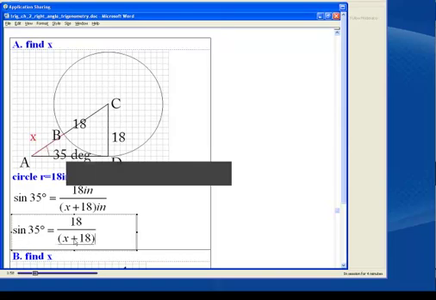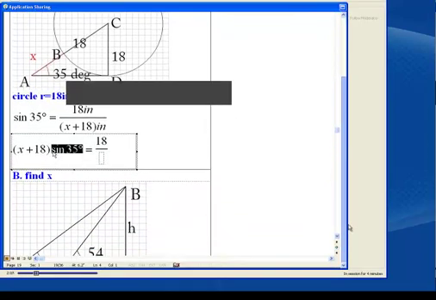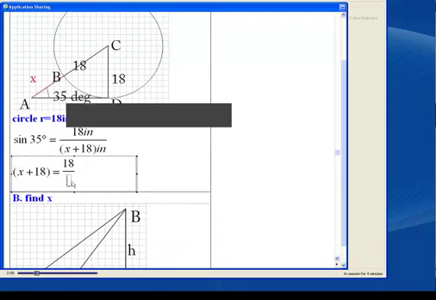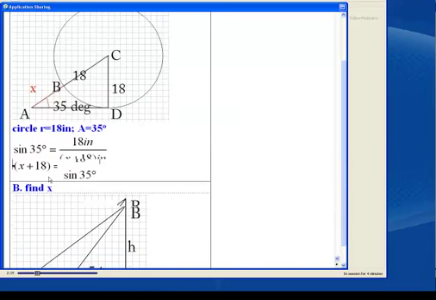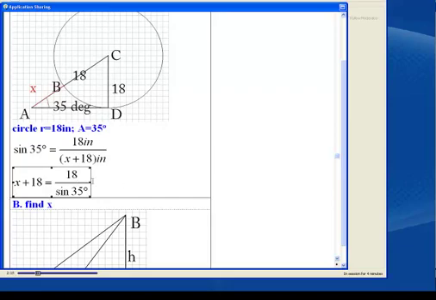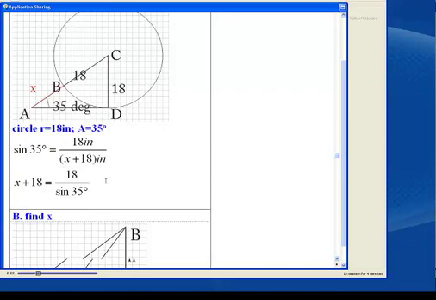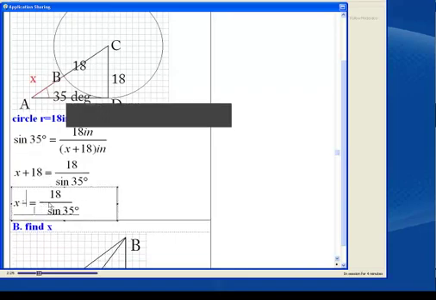x plus 18, multiply by that, and at the same time divide by sine of 35 degrees. So there we go. And then actually we can get rid of the parentheses here as well. And then one more step: subtract 18 on both sides.